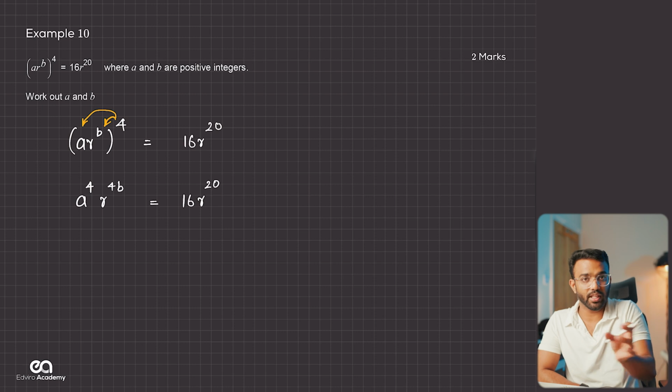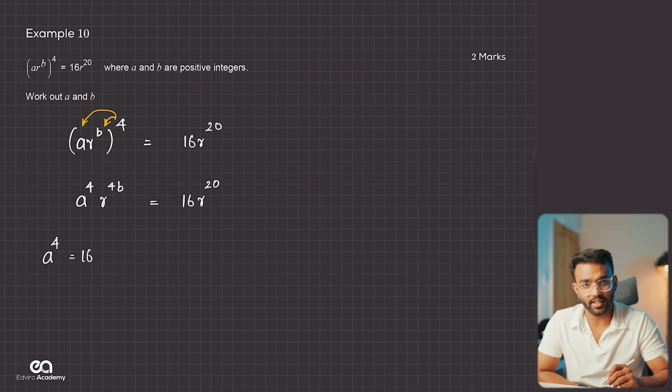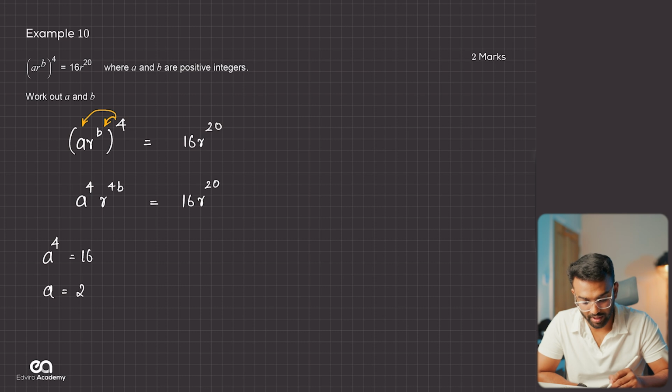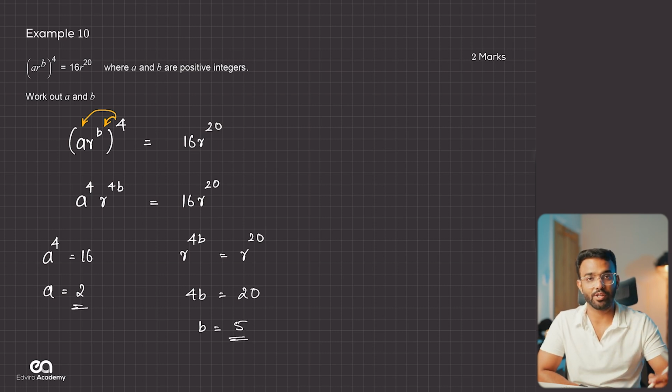And now, because they are equal to each other, guys, we can substitute the bases. So we could say a to the power of 4 equals 16. So this is the 4th root of 16. So the value of a is just 2. All right, we worked out the value of a. And we could also say r to the power of 4b equals r to the power of 20. So 4b must equal 20, and the value of b is just 20 divided by 4, which is 5. And there we go. That's a 2-mark question with you guys.